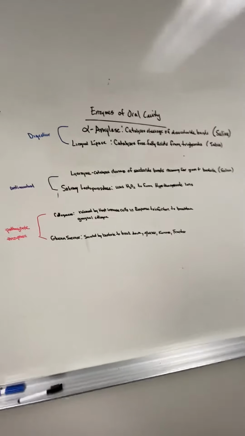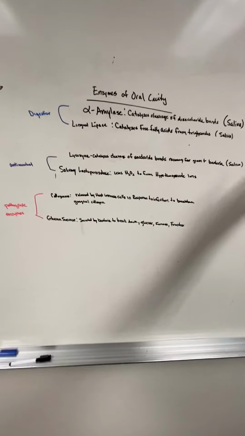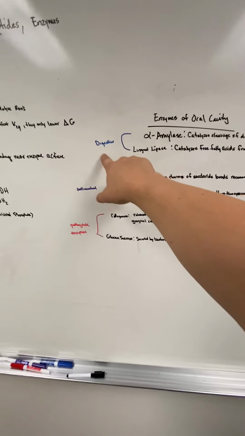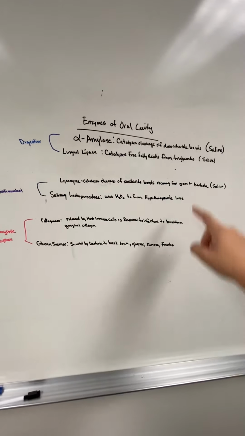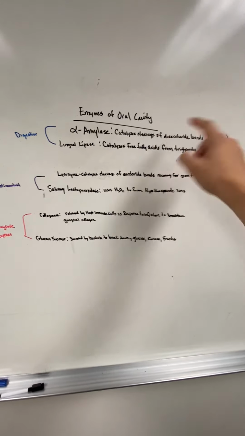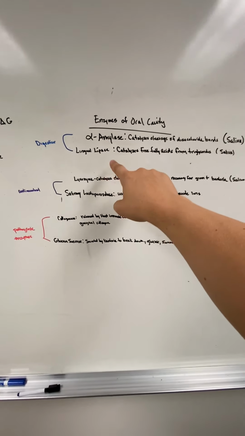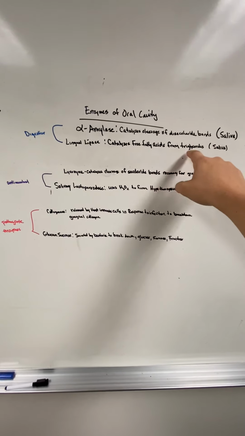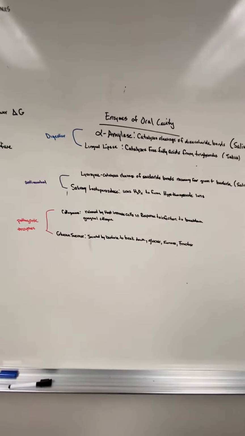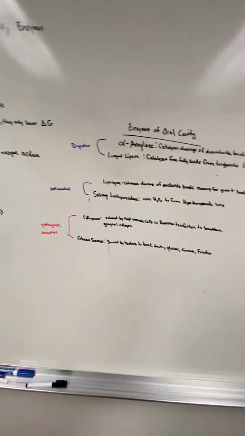So here's some enzymes of the oral cavity, and then we'll do another video. So here are the digestive, alpha amylase. It catalyzes the cleavage of disaccharide bonds in the saliva. Lingual lipase is also found in the saliva, and it catalyzes free fatty acids from triglycerides. So think of lipase like lipids.